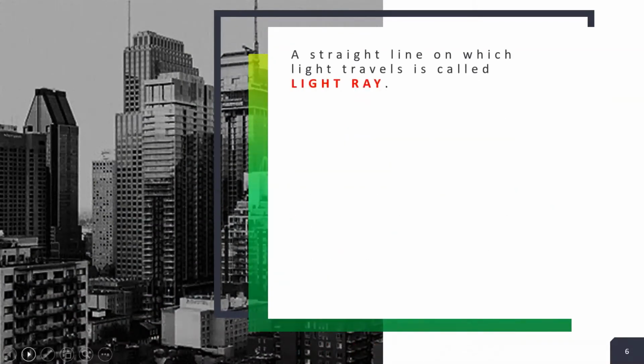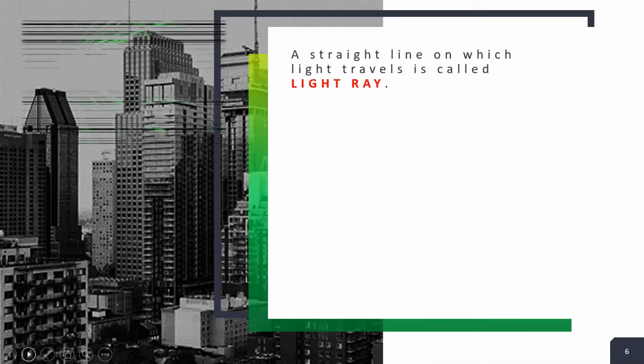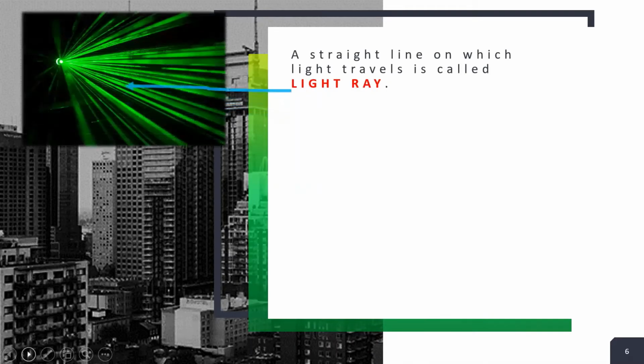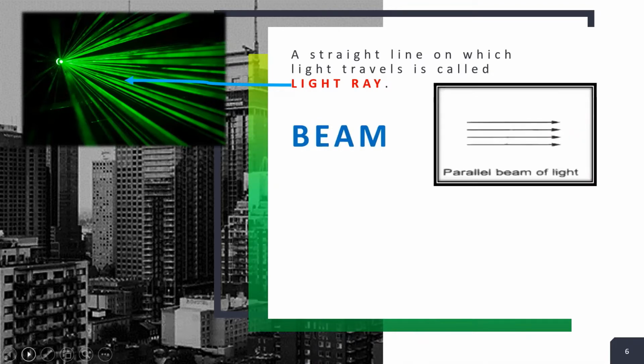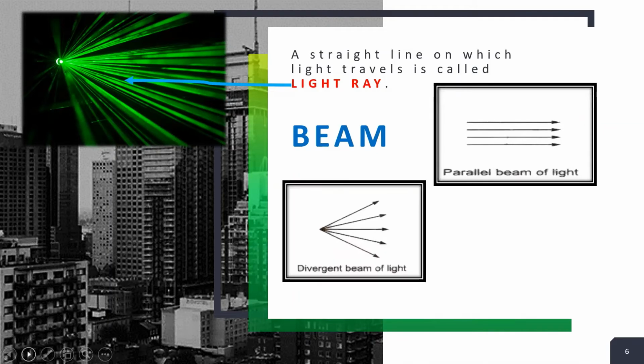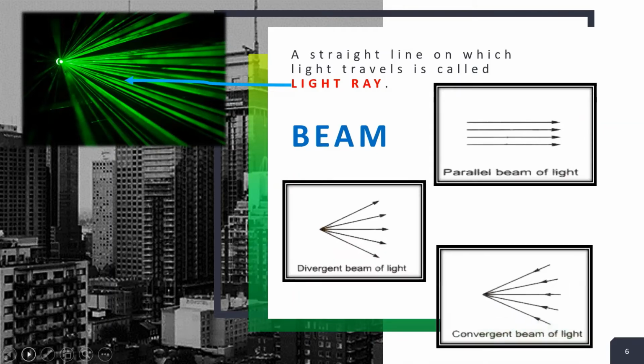A straight line in which light travels is called a light ray. Usually, light does not travel on a single ray, but on a bundle of rays called a beam. We can distinguish between parallel beams, diverging or divergent beams, and convergent beams of light.